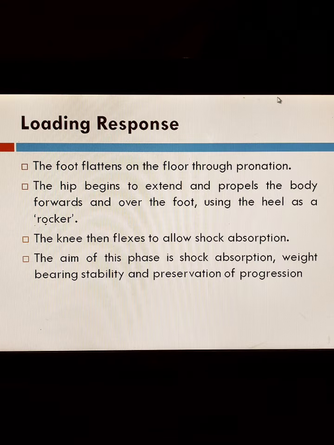Loading response. In this phase, foot flattens on the floor through pronation, and the position of hip is flexion and the knee is in flexion. The aim of this phase is shock absorption, weight bearing stability and preservation of progression.